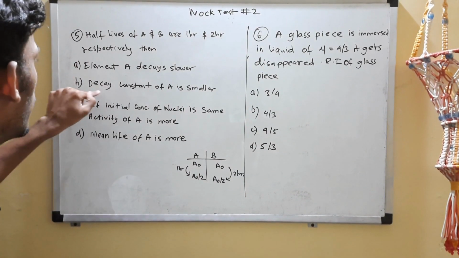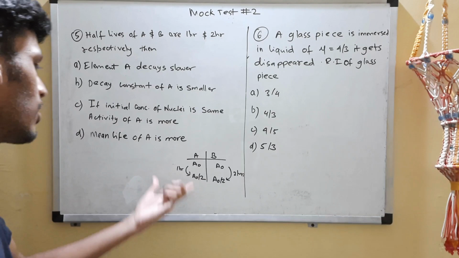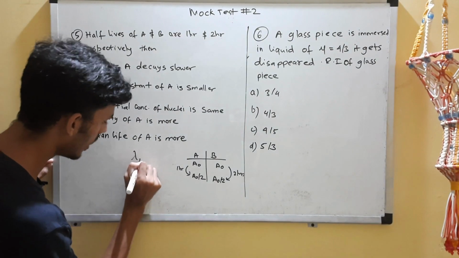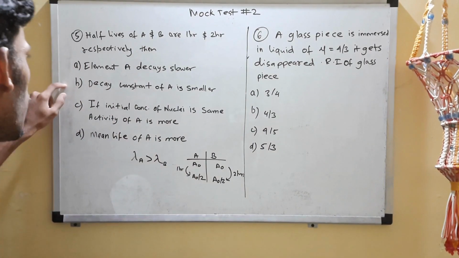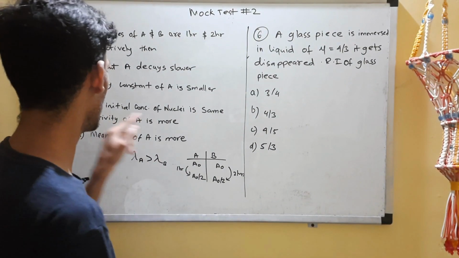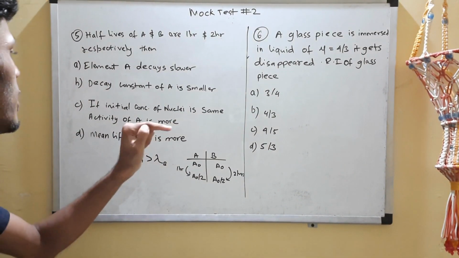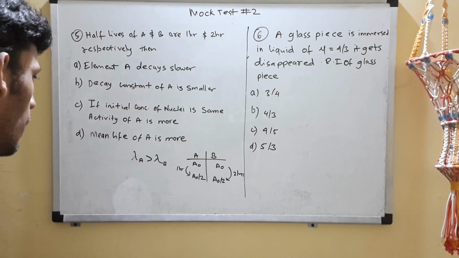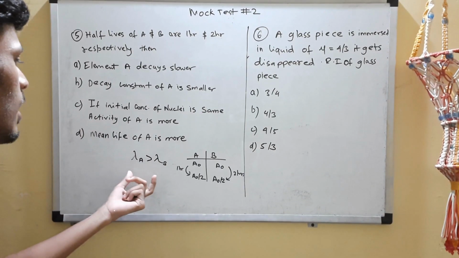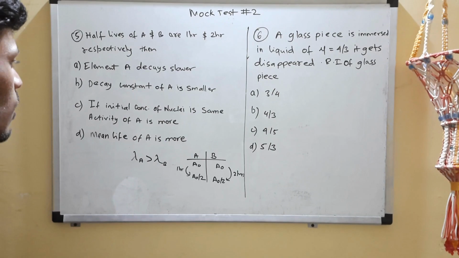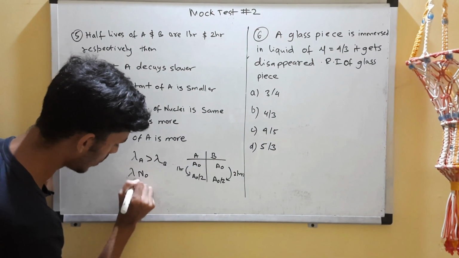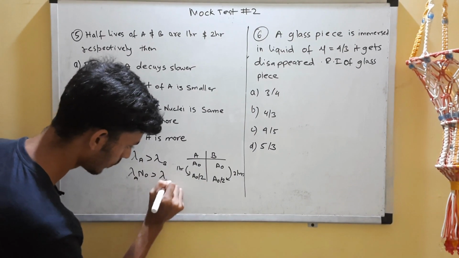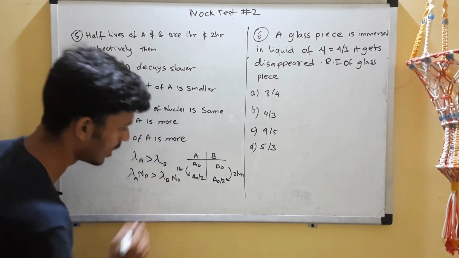Then we have decay constant of A is smaller. Of course, A is decaying faster, so decay constant of A is bigger, not smaller. So again option B is incorrect. Now, if the initial concentration of nuclei is same, the activity of A is more. Yes, lambda A is more, so yes, activity of A will be more. This is correct.